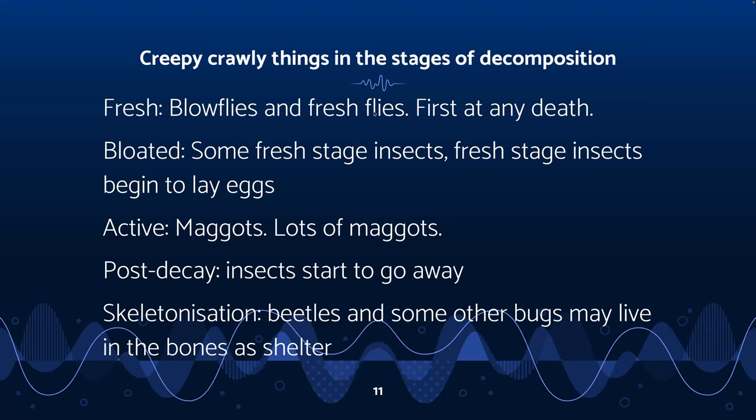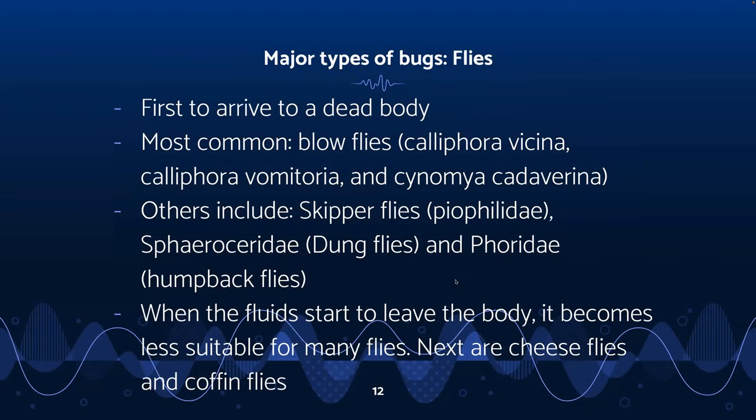All right, so next, there are the major types of bugs, the necrophilous insects. The first kind, and I would say one of the more important ones, are flies. Flies are always the first to arrive at a dead body. I would say the most common of these are blowflies. I'm not going to try to pronounce the scientific names because I'm really bad at that, but one of these is very accurately named, and thinking about it kind of makes me want to vomit.